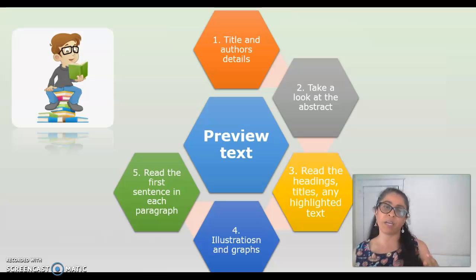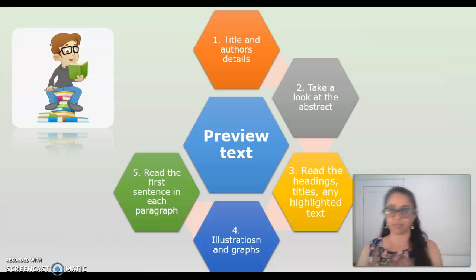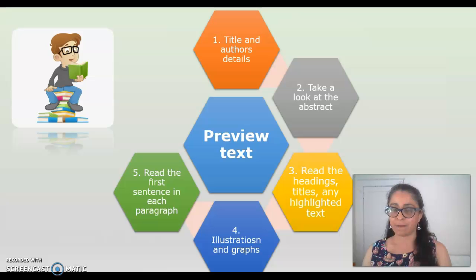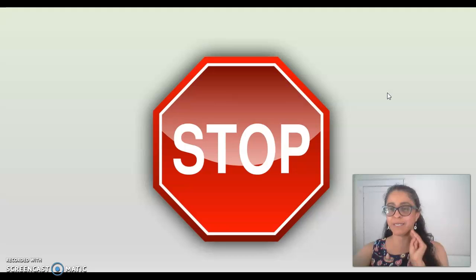Many books bring a preface, or somebody has written something about the book, so that's important to read. The other step when we are previewing is that we need to read the headings, the titles, or any highlighted text that we see in the textbook. We look for illustrations and graphics. Some books are really nice. They come with colors, with lots of illustrations. So that really helps. And you also read the first sentence in each paragraph, briefly reading just to pick up an idea of what's coming.